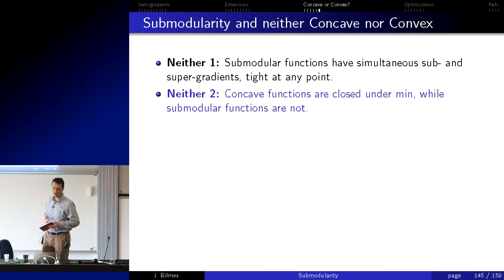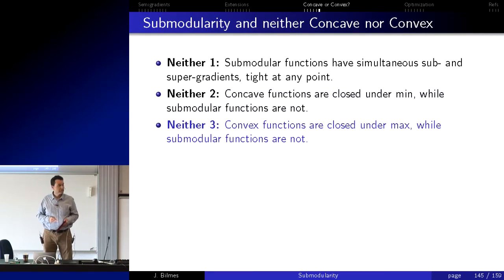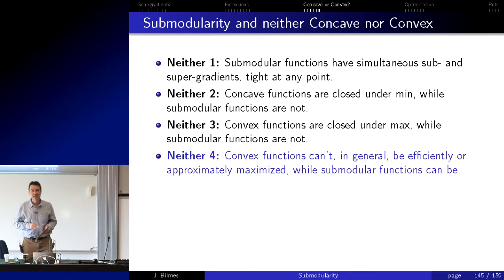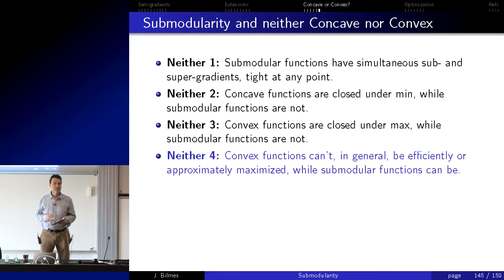So concave functions are closed under min. Submodular functions are not. Convex functions are closed under max. Just to make sure this is clear, if you take the max of two convex functions, you still get a convex function. That's not true of submodular functions. Convex functions can't, in general, be approximately maximized, but submodular functions can. So convex maximization is hard.